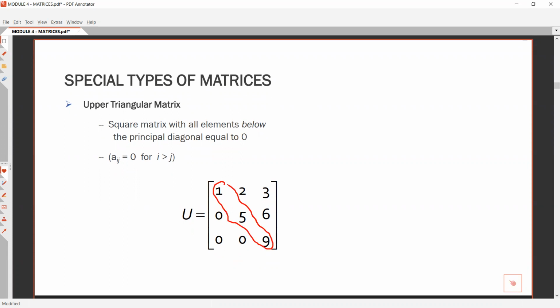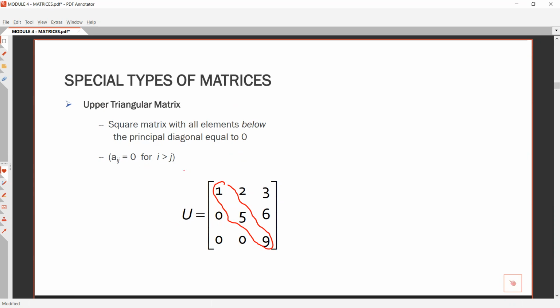So yung below daw, sabi niya, a square matrix with all elements below the main diagonal or the principal diagonal are equal to 0. So ito yon. Okay. So we call this matrix the upper triangular matrix. By the word upper, yung upper lang yung may number and yung below is 0. Okay? So in index notation, we have aij equals 0 for i greater than j.